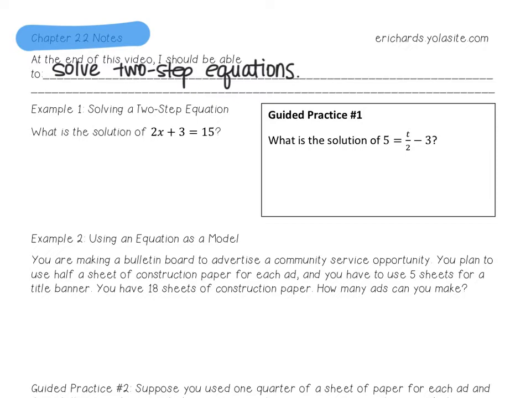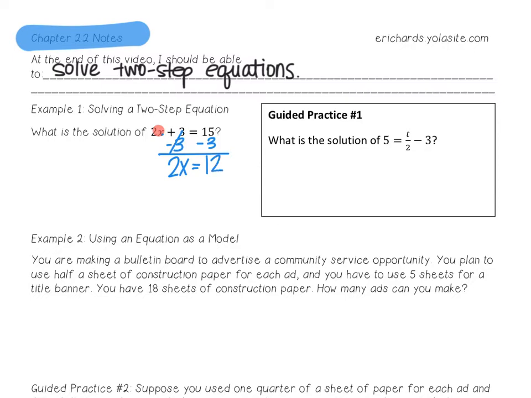So again, you're going to find your variable, and there it is. Figure out what's happening to your variable. In the order of operations, you would first multiply by 2, then you would add 3. We're going to solve this in the reverse order of operations. So rather than dealing with multiplying first, we are going to undo the addition first. The way you undo addition is by subtraction, and you get 2x equals 12.